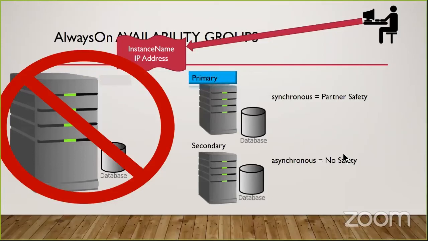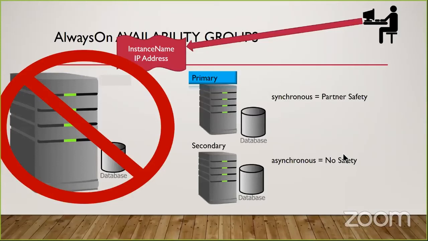Now, which one becomes primary? The only machine that can become primary is a synchronous partner. It will not fail over, so to speak, to an asynchronous partner. Why? Because the asynchronous partner's data is out of date, whereas the synchronous partner is not. It's completely up to date. So it will fail over.